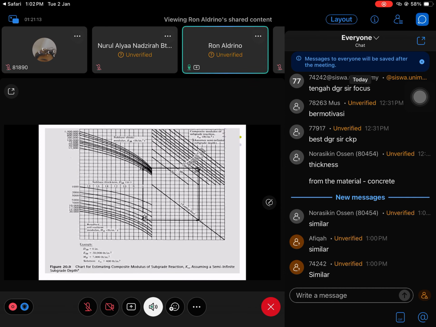Look at the point here, 7,000, and you draw across a line, and then you get your solution, which is about 400 pound per inch. This is for assuming a semi-infinite subgrade depth.